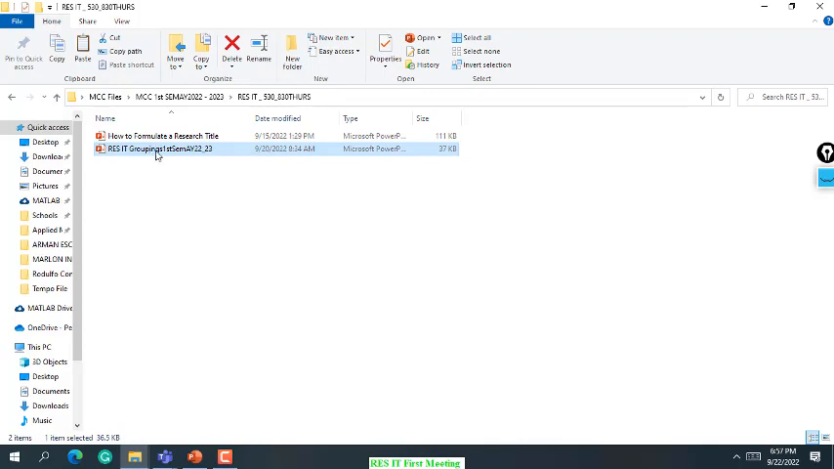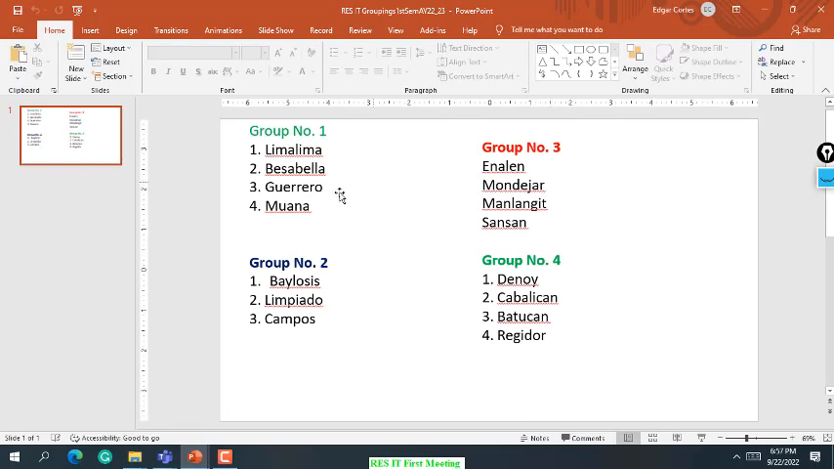So this is the groupings. I'll be presenting the latest groupings that I've made. Group 1: Lima, Bisavilla, Guerrero, and Muanya. Group 2: Bailuses, Limpiado, and Campos. Group 3: Inalin, Mundihar, Manlangit, and Sansan. Group 4: Dinoy, Kabalikan, Batukan, and Regidor. So, do you have reactions on the grouping?